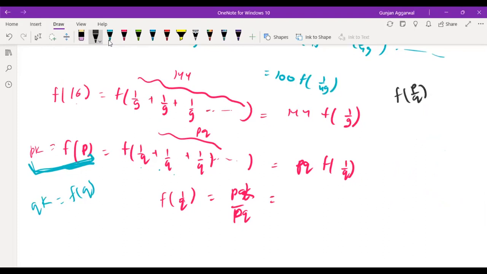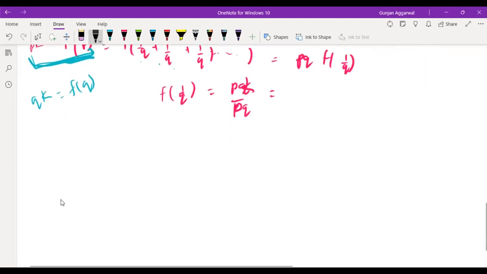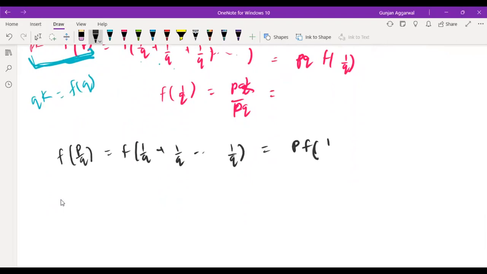Oh, you are not getting my point. Just take f of p by q. You are saying that it is equal to p by q times f of 1. We are not directly saying that. Okay, let's slow down for a minute and let's follow the steps. f of p by q equals f of 1 by q plus 1 by q, p times. So it's p times f of 1 by q. Now, do tell me if you disagree somewhere.